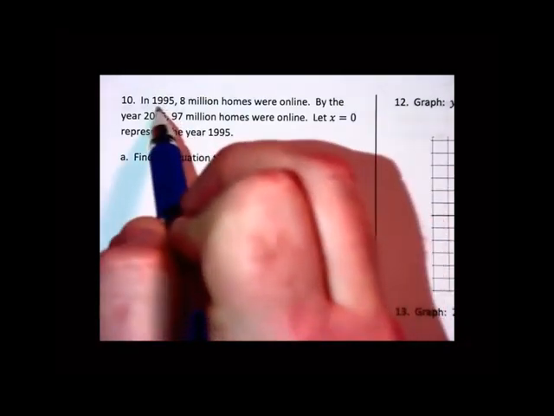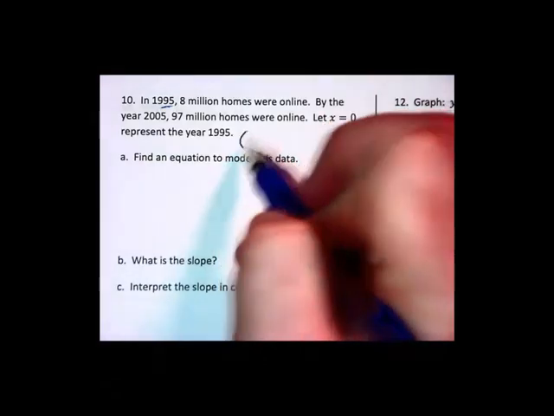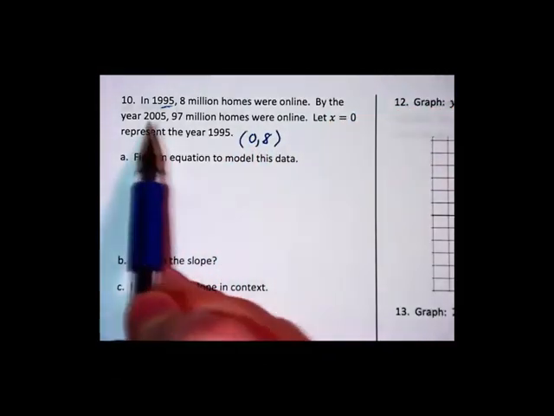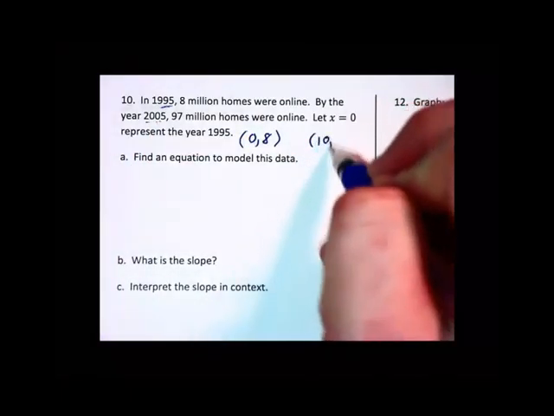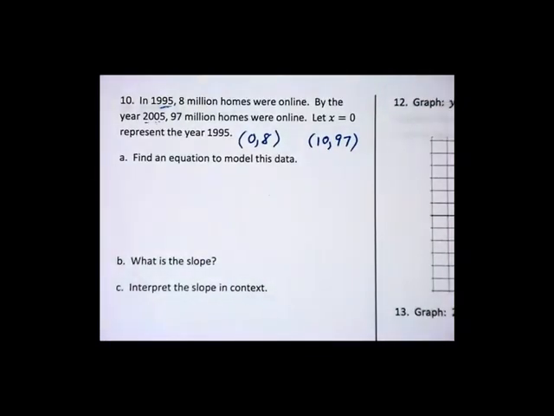So we're going to just say 1995. Instead of 1995, we're going to use the year 0. We're going to have the point 0, 8. And then in 2005, that's 10 years later, we're going to have 10, 97. So there will be the 2 points that we get out of this paragraph.